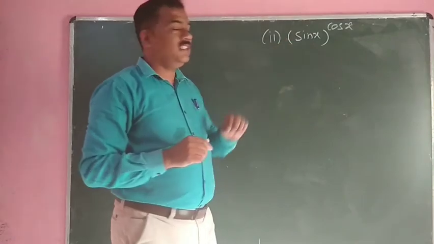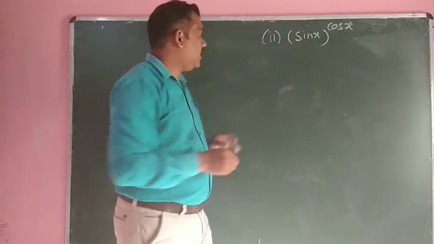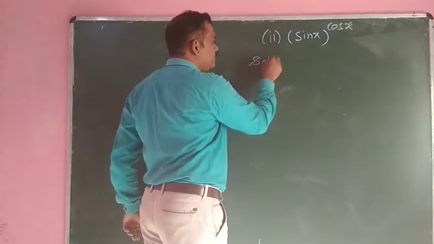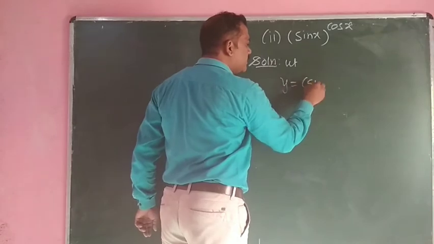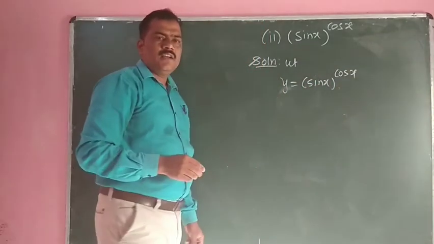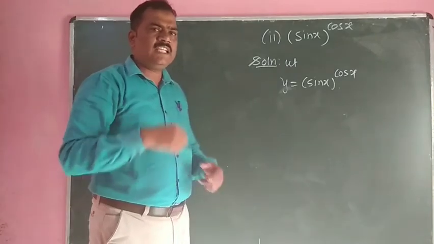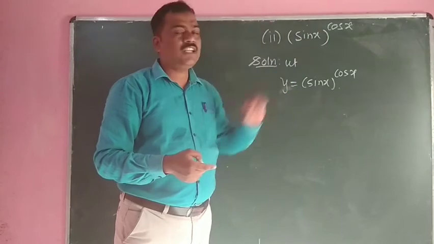Now we have to consider the second example, sin x raised to cos x. Okay, solution. Let y is equal to sin x raised to cos x. In the first example, the given function was complicated in that there was a product, quotient and power. Here it is nothing but a function raised to a function.